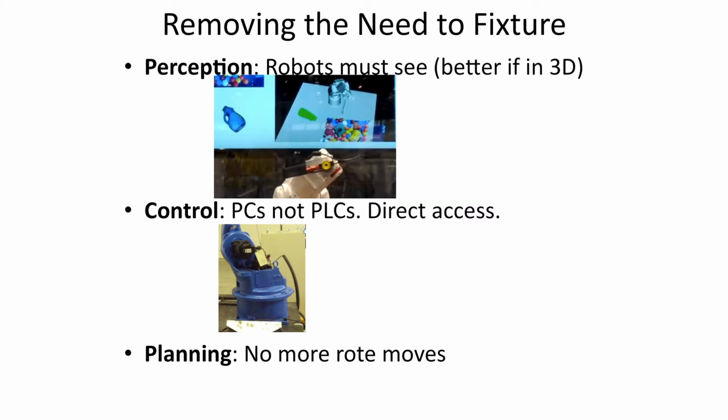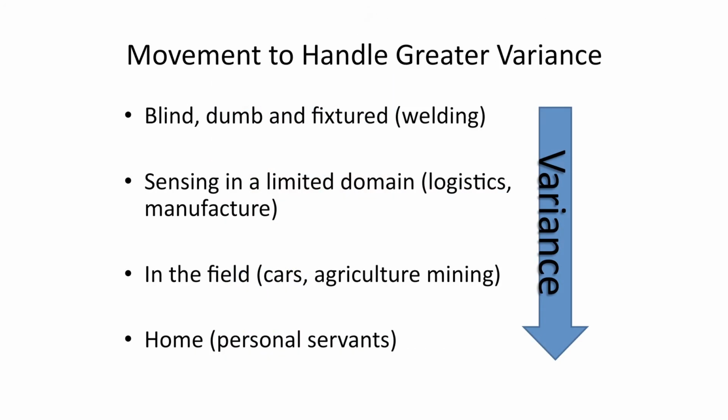We're having to get rid of the controllers and wire in directly to the motors and all kinds of stuff to get the performance we need. So again, we're moving towards being able to handle more and more variance. The stuff that we're moving isn't exactly placed or exactly aligned. It just shows up, a perception handles that. And then you see in this movement, more and more variance.